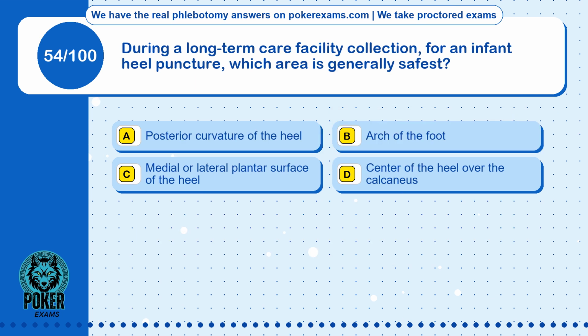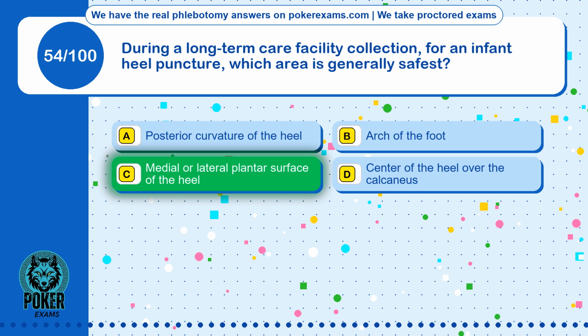Question 54. During a long-term care facility collection, for an infant heel puncture, which area is generally safest? Option A. Posterior curvature of the heel. Option B. Arch of the foot. Option C. Medial or lateral plantar surface of the heel. Option D. Center of the heel over the calcaneus.